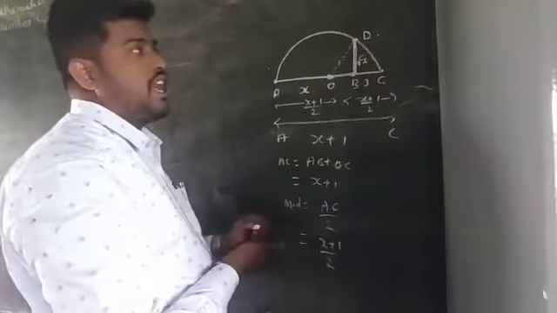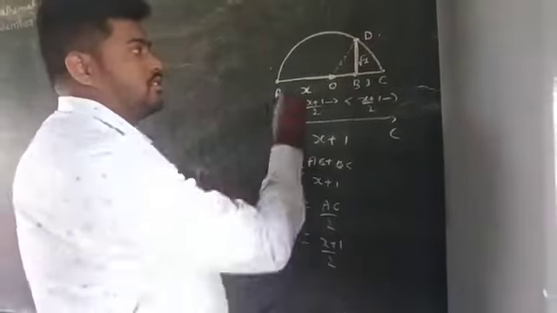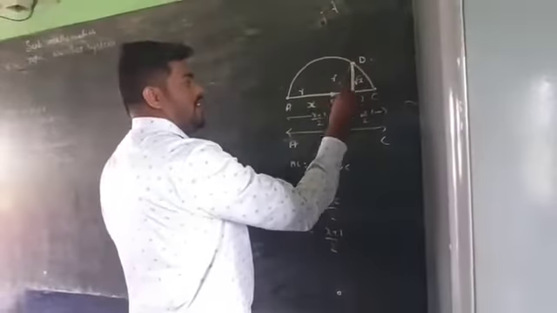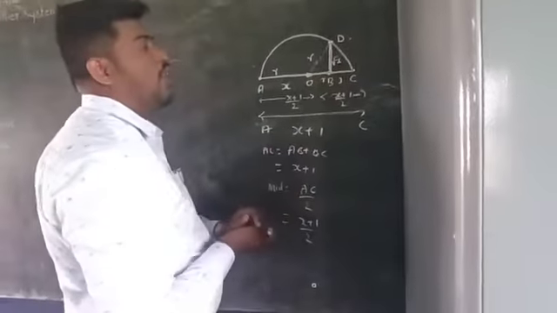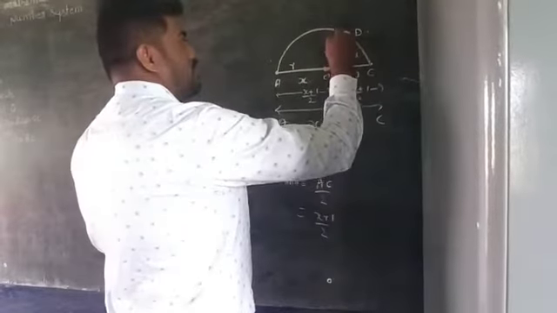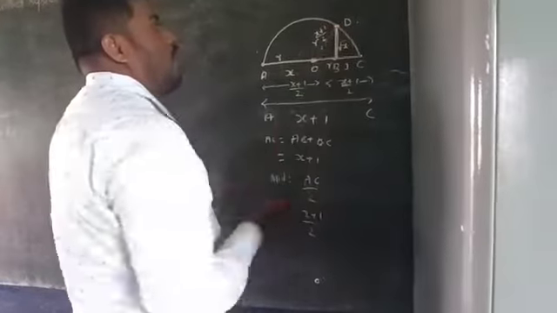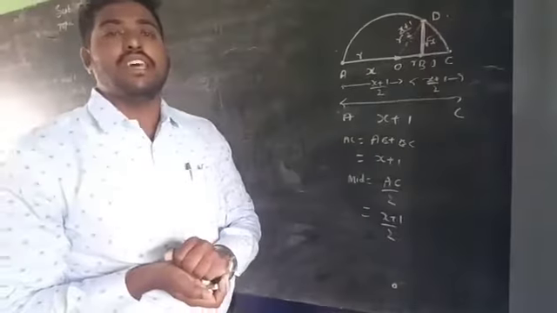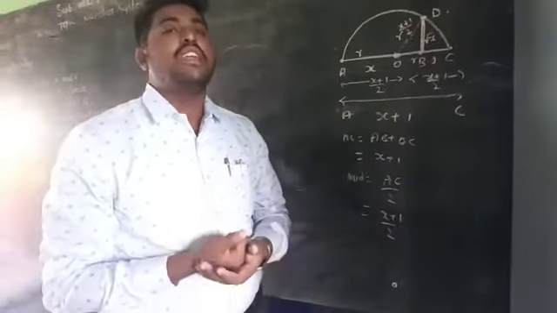In this semicircle, OD is also a radius. So this is the radius, this is the radius, so this is the radius. So this distance is (x+1)/2. How many radii can we trace on the circle? Infinite radii can be traced on the circle.